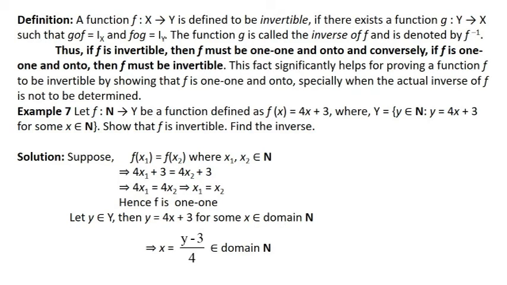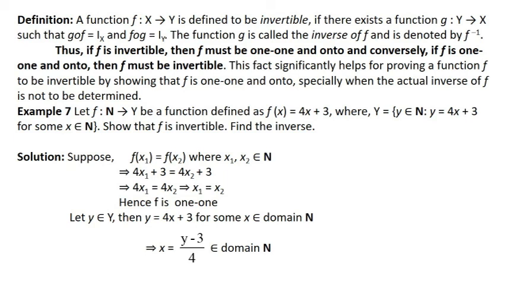Let f maps N to Y be a function defined as f x equal to 4x plus 3, where Y is equal to y belongs to N, y equal to 4x plus 3 for some x belongs to N. Show that f is invertible and find the inverse. So it is worked out here, you see. Suppose we consider f x1 is equal to f x2, so this implies 4x1 plus 3 is equal to 4x2 plus 3. So this implies ultimately x1 is equal to x2, so hence f is 1-1.